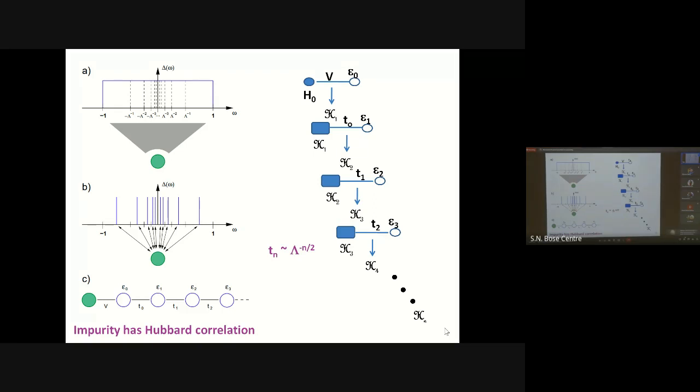Do you have spin degrees of freedom here? Yeah. Okay.